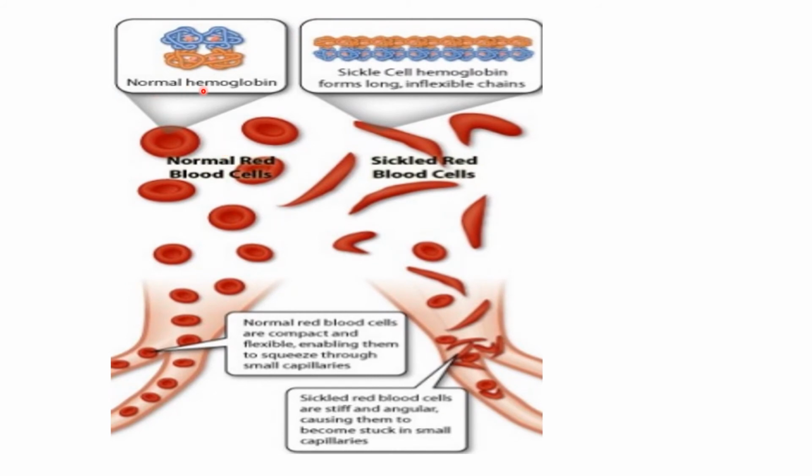Normal hemoglobin, normal red blood cells. The normal red blood cells are compact and flexible, enabling them to squeeze through the small capillaries. If the sickle cell hemoglobin forms long inflexible chains, then the sickle cell red blood cells are stiff and angular, causing them to become stuck in the small capillaries. These RBCs get stuck in the capillaries, while the normal RBCs can squeeze through.